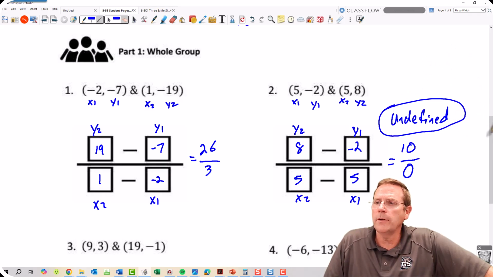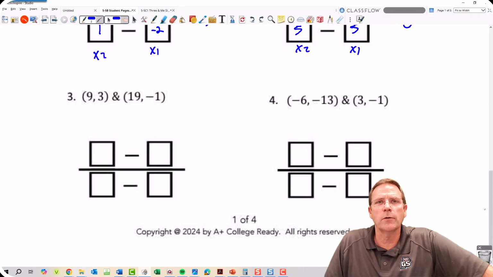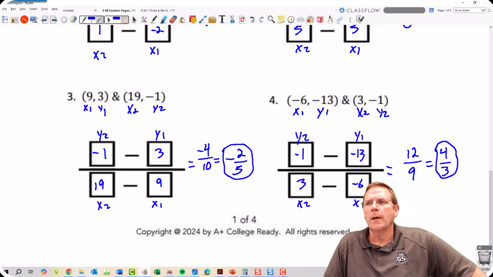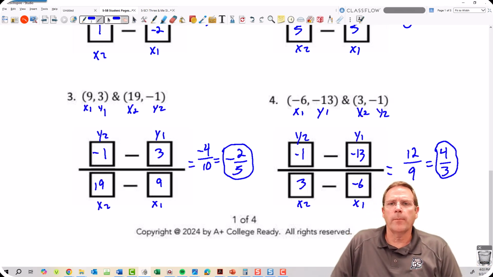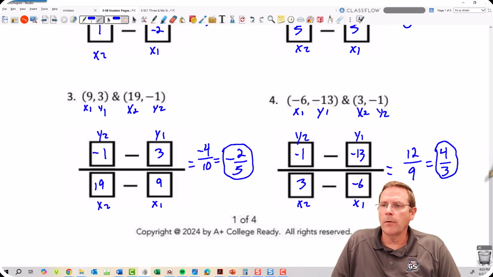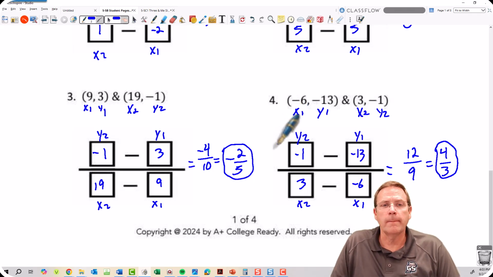Now, you pause the video and you work on the next two on your own. All right, so here's going to be your answer key for parts 3 and 4. Go ahead and pause your video and check on those and make sure you were able to work them correctly.